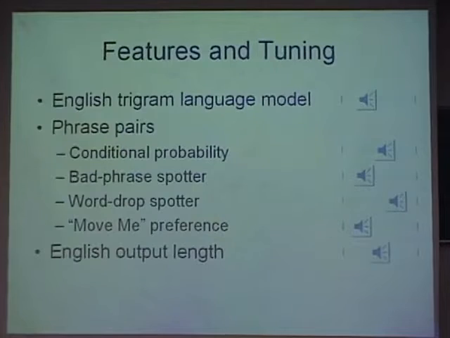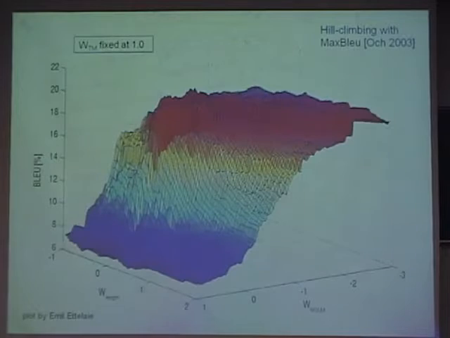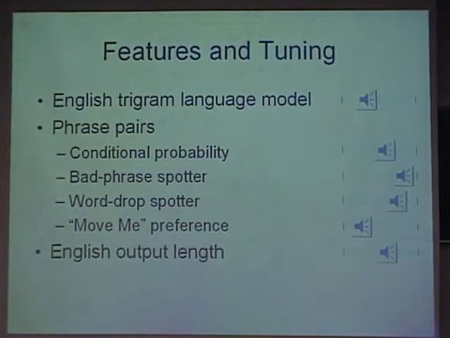best path search. Okay, so then we have these 2 knowledge sources that we like, the trigram model and the phrase pair frequency, or maybe conditional probability. You can do it different ways, and you can weight those and say, I believe this one more than that one. And then people use a bunch of other ones. There's usually a bad phrase spotter in these systems, so a word drop spotter, a move-me preference. Some phrases like to be moved, and other ones like to stay where they are, and output length, so that you can adjust this to make longer or shorter outputs. We want to get an output that's about the right length. Okay, and if you fiddle with these, then you can affect the translation quality wildly.